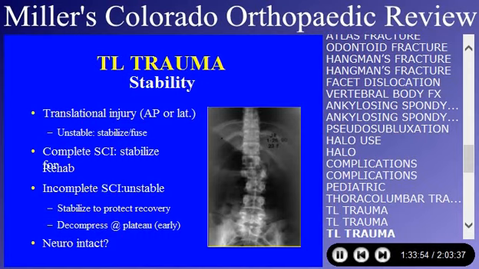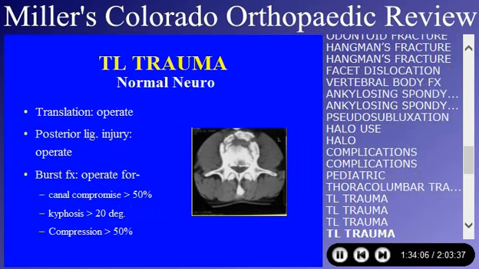The controversy really is what injury patterns in the neurologically intact patient need surgery. And again, it's the unstable injury. Again, translation, always operate. If you see a posterior ligamentous injury in conjunction with a vertebral body fracture, whether it's an apparent compression fracture or a burst fracture, when you see widening of the interspinous distance, when you see dislocation of the facet joints on the x-rays, when you examine the patients and they have ecchymosis posteriorly, where your finger falls into a gap between the spinous processes, when they're markedly tender to exam.